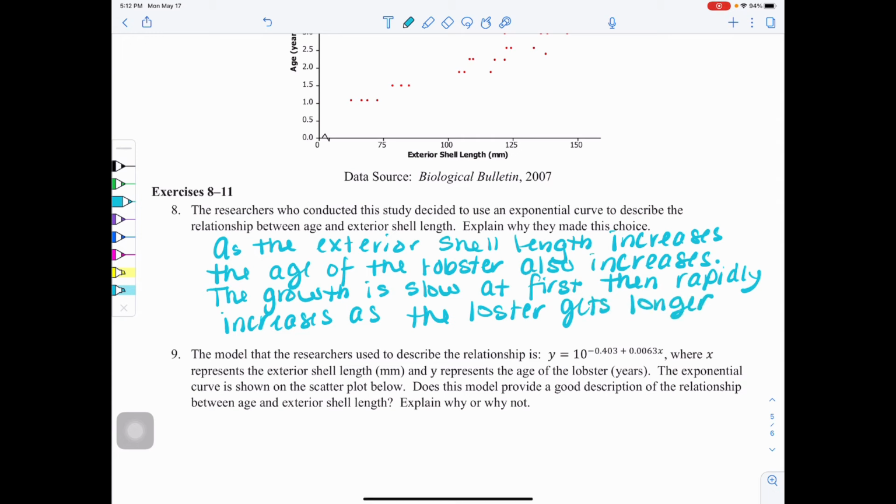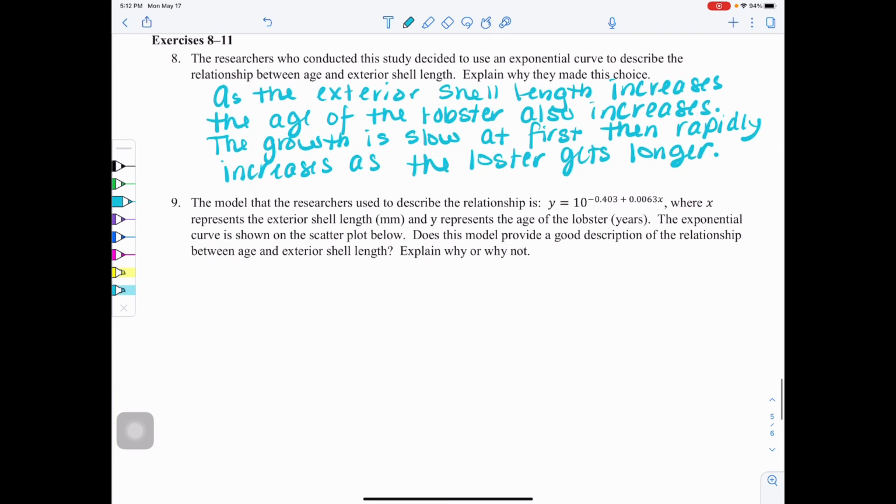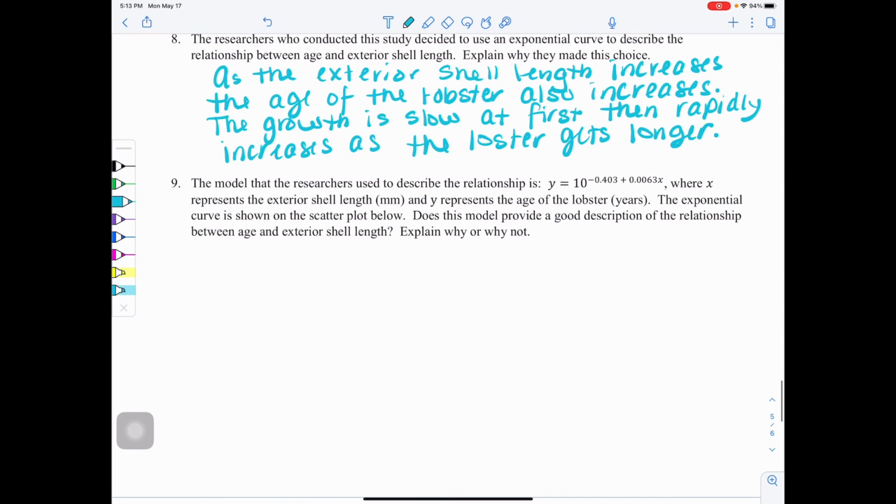Okay, and so that's why it curves the way it does and you have an exponential shape. Number 9 says the model that the researchers used to describe the relationship is, and it gives you the equation. And you can tell it's exponential because they have a base of 10, and then in the exponential spot, they have negative 0.403 plus 0.0063x. X represents the exterior shell length, as you know from above, because it's on the x-axis, and Y represents the age of the lobster in years.